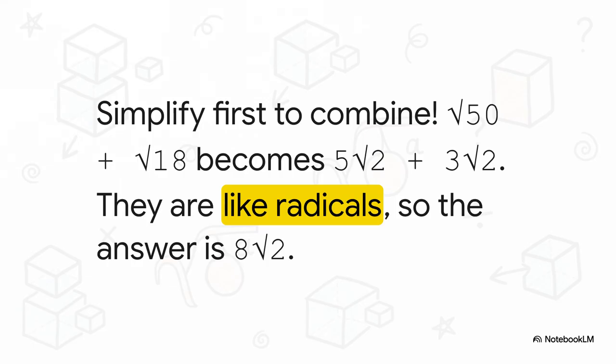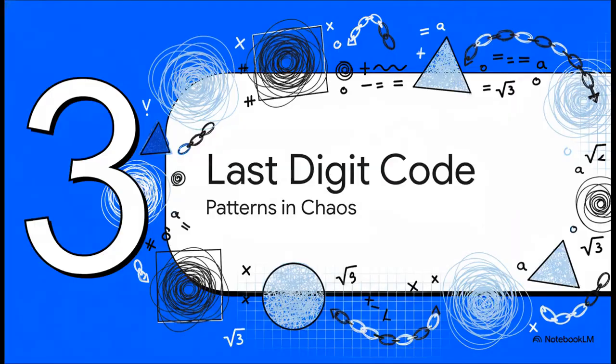I mean, at first glance, adding the square root of 50 and the square root of 18, it looks impossible. But once we simplify them, we find out that the square root of 50 is just 5 root 2, and the square root of 18 is 3 root 2. All of a sudden, they both have a square root of 2. They become like radicals, which means we can just add them up. 5 plus 3 gives us 8 times the square root of 2. Easy.